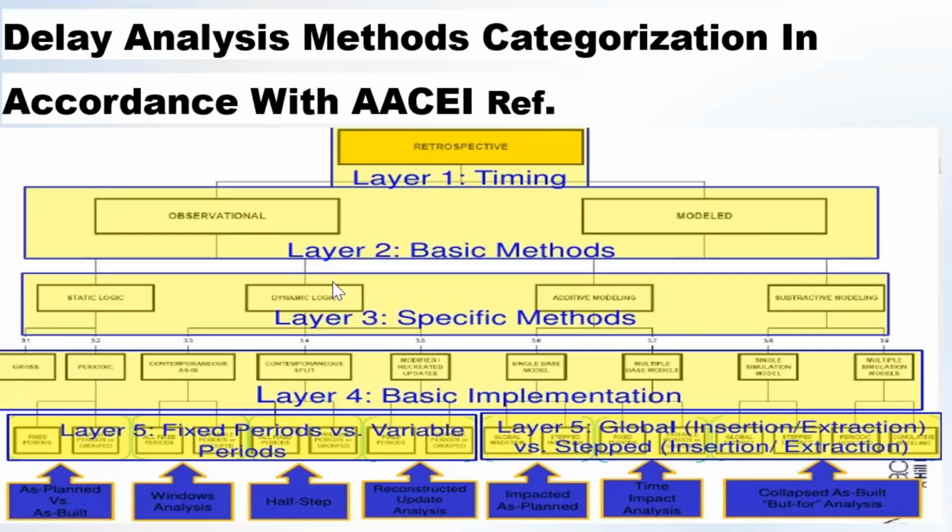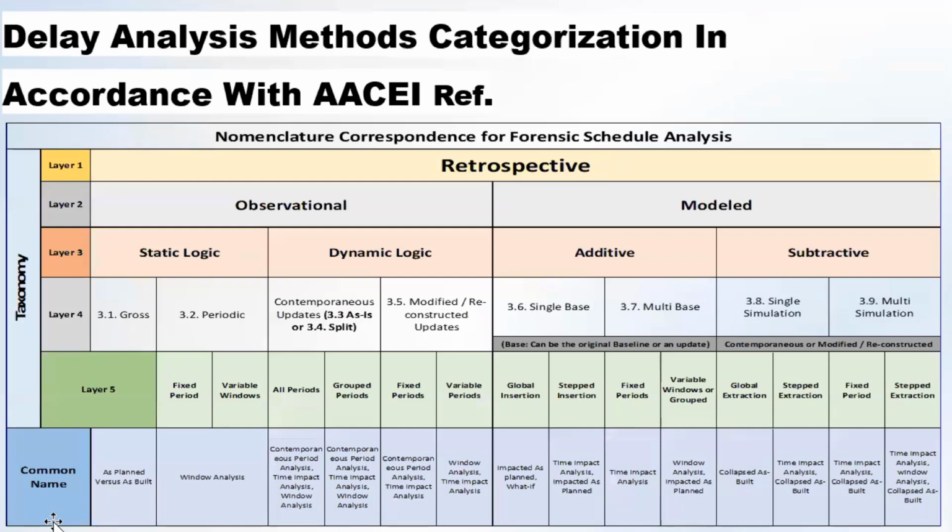I'm going to pause here, save this video as video number 1, and in video number 2 we'll see it in a better, more organized shape. It will be this slide, which goes by layer and names every layer, and then we'll understand what MIP means, and then we'll know how we can correlate between the Association for the Advancement of Cost Engineering reference and the other reference, which is the SCL Delay and Disruption Protocol.